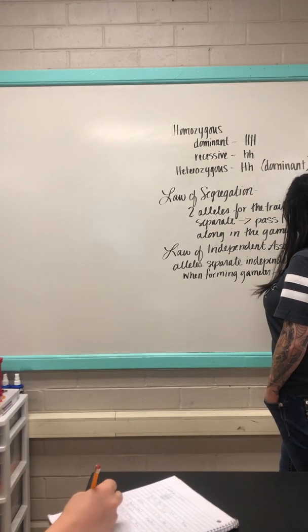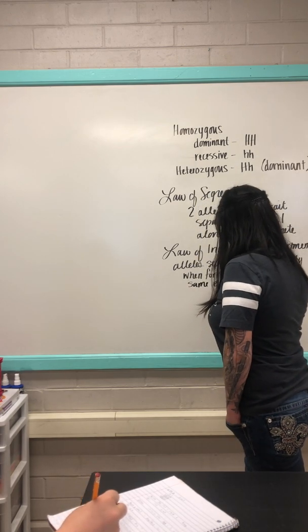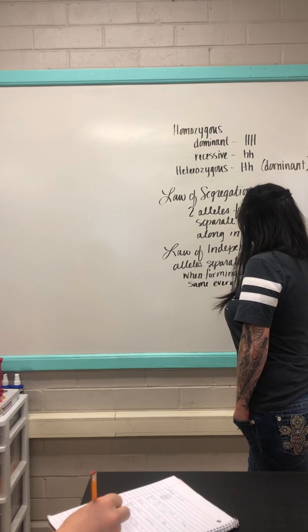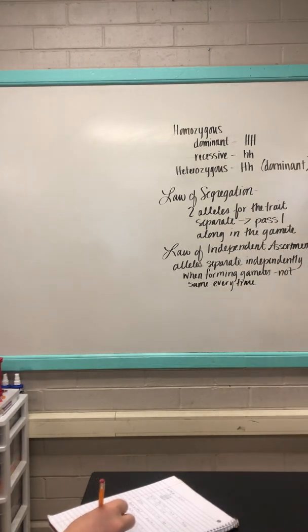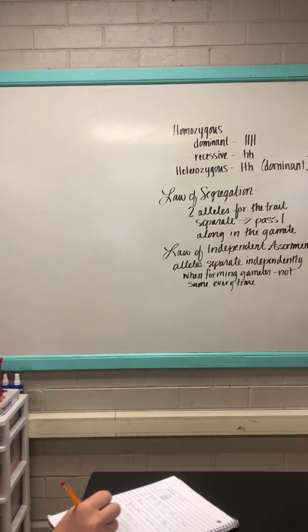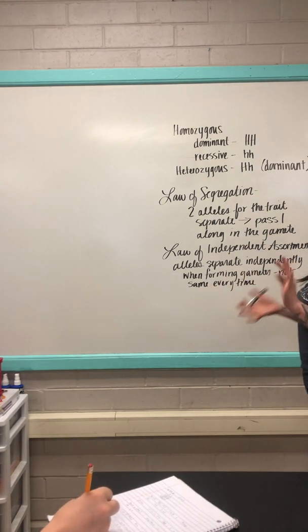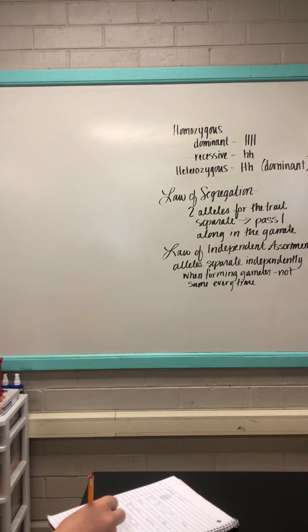And it's not always the same every time. So you're not going to pass the same traits along every time. You could. You don't know how it's going to separate out. Technically, you could pass the same trait along every single time. It's a 50-50 chance. Or you could pass it along every other time, whatever. There's no way to tell which one you're going to pass along.